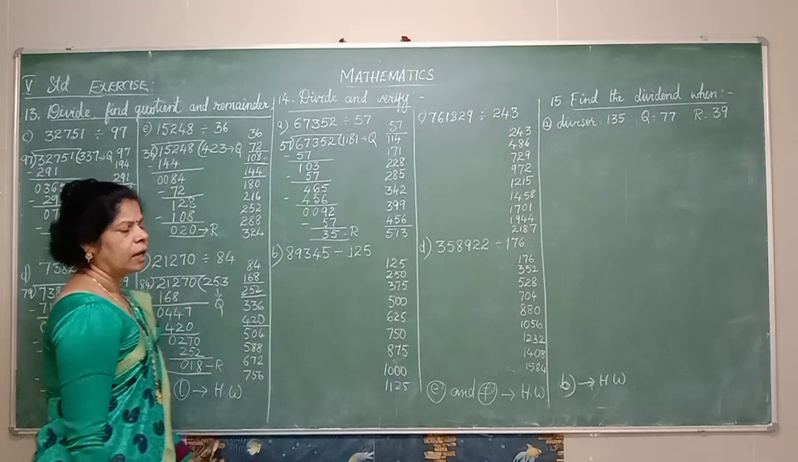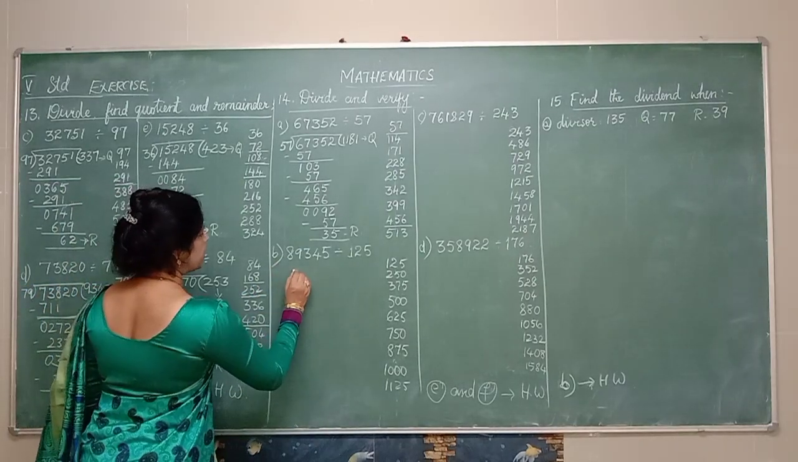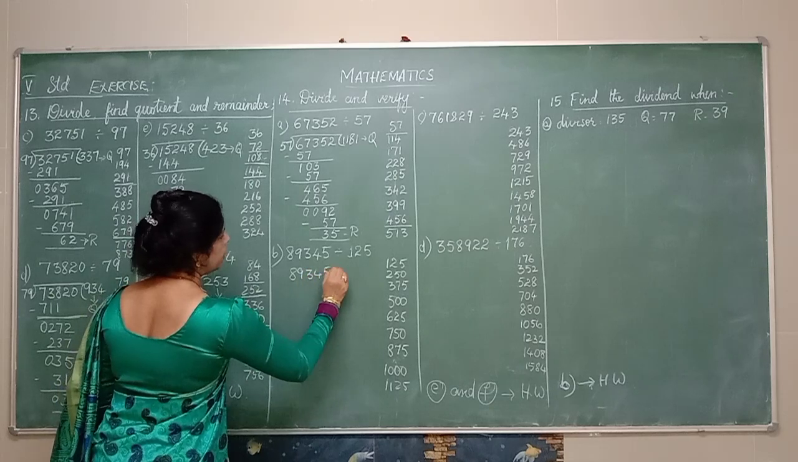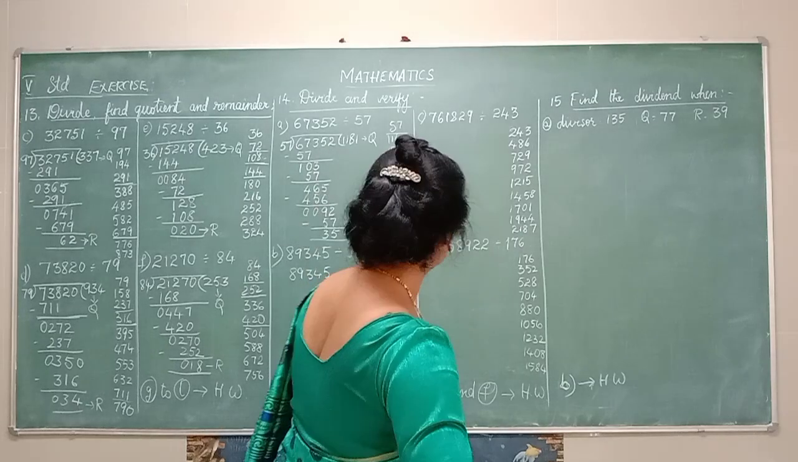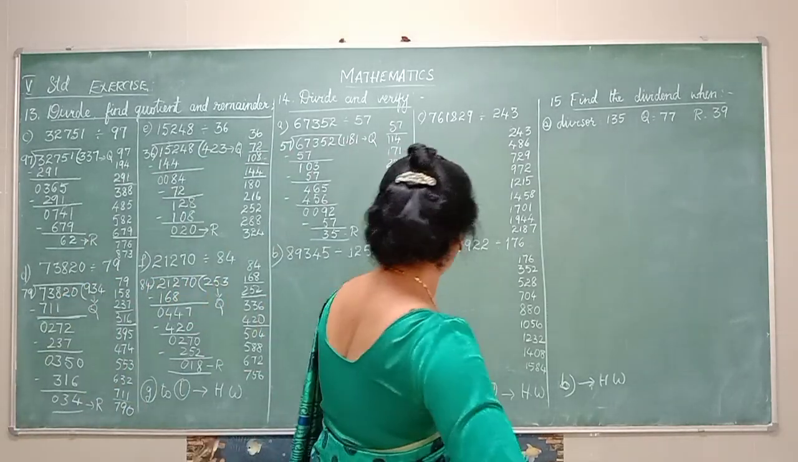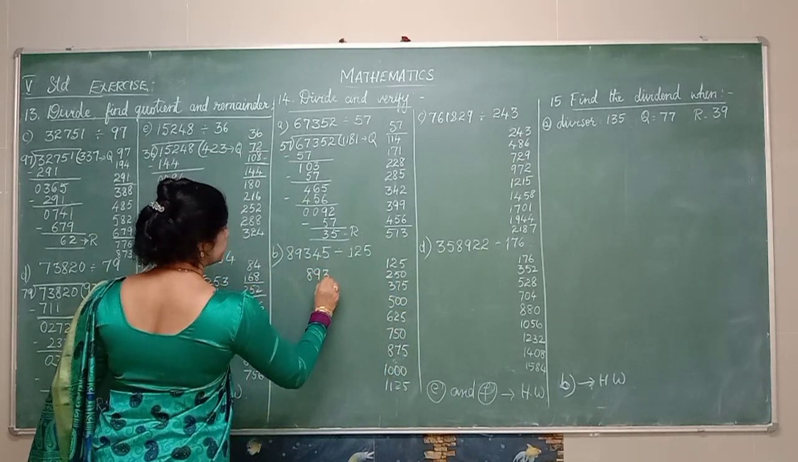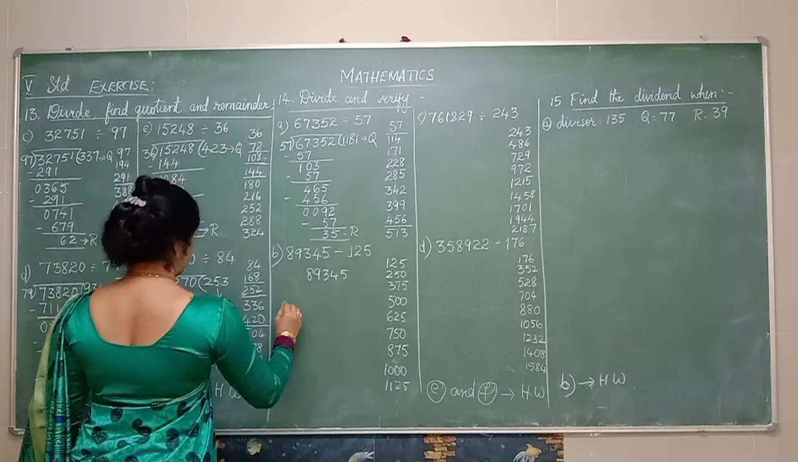Okay. Now let us go for the next one. 89,345 divided by 125.